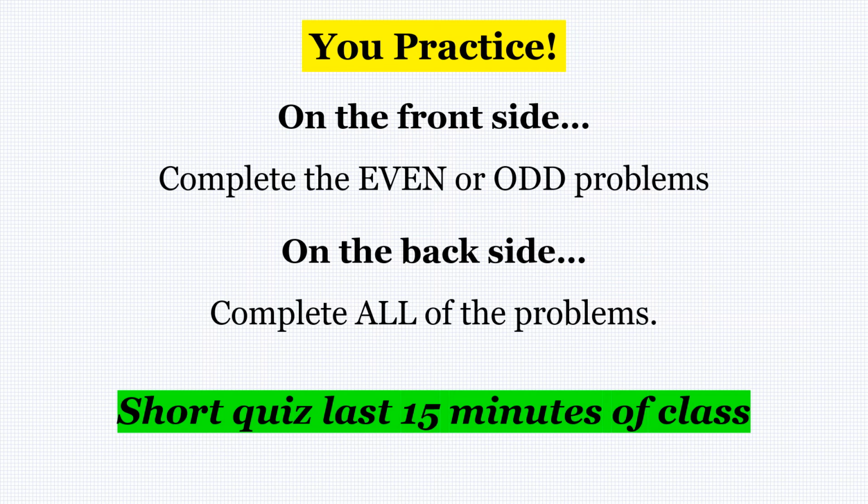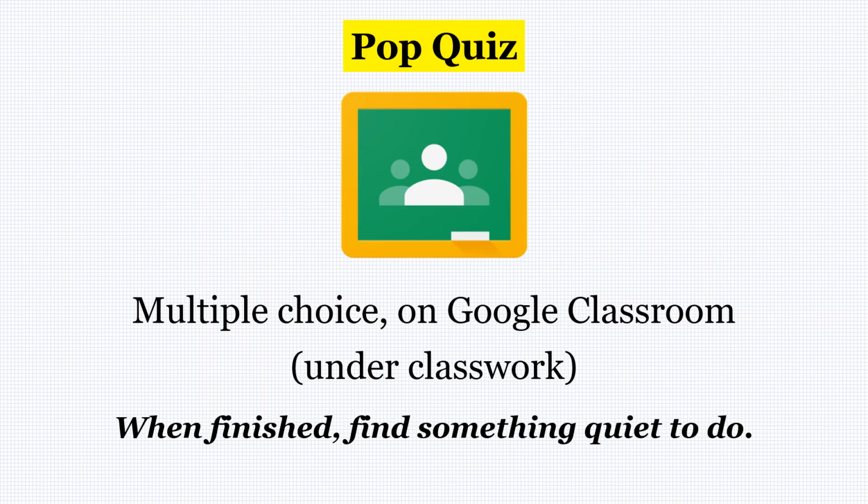You should have a practice worksheet. On the front side, you're going to complete either the even or odd problems. On the back side, you're going to complete all of the problems. On the back side of the worksheet, there's a mixture of monatomic, polyatomic, and the transition metals. So good mixture of everything. And then in the last 15 minutes of class, I'm going to give a short quiz. The quiz will be located on Google Classroom under classwork.